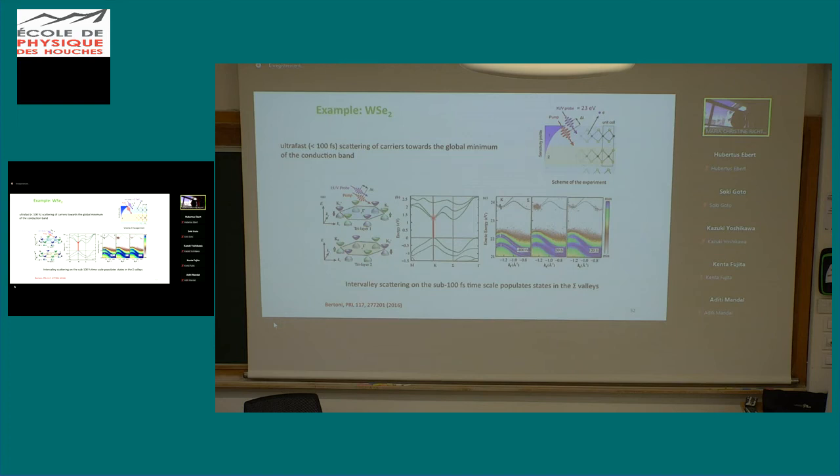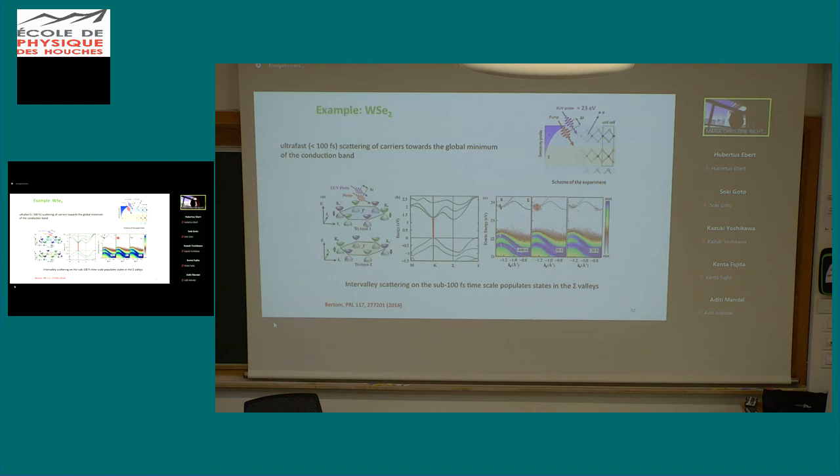Now the result of this ARPES: spectra for different delays between pump and probe are shown here. This is the ground state ARPES spectrum. And now, with 20 femtoseconds after the pump, you can nicely see the population of this valley in the K point.